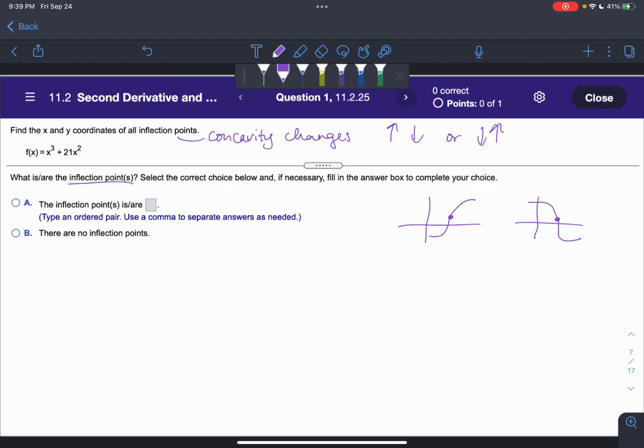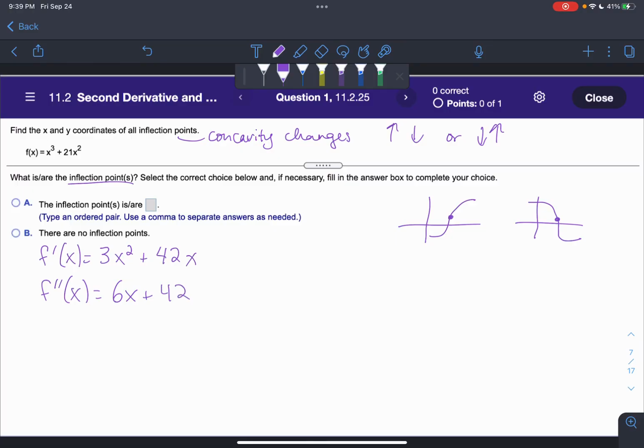Pretty much the whole thing we're doing for the section anyway. So f prime, let's find that first. That's just going to be 3x squared plus 21 times 2 is 42x. So that's my first derivative. All right, and then my second derivative, do it one more time, 6x plus 42.